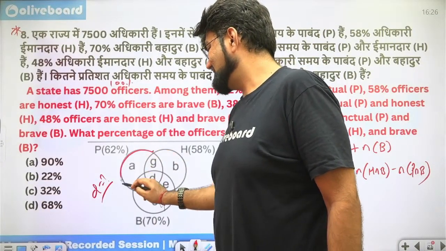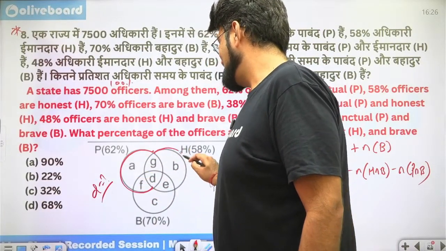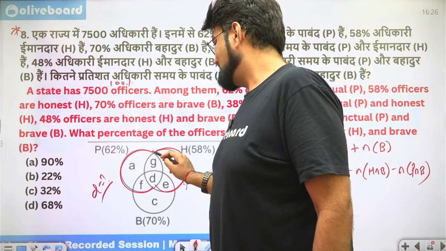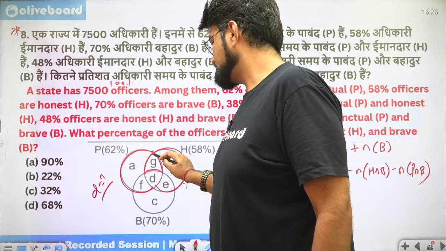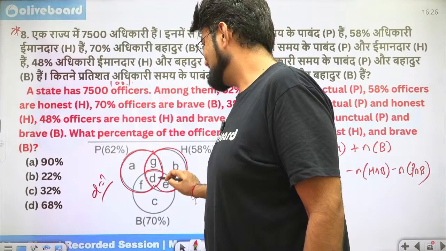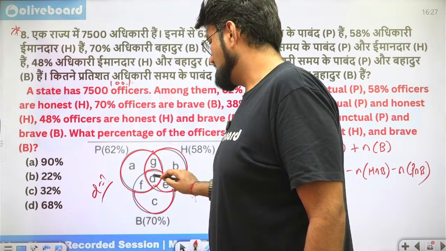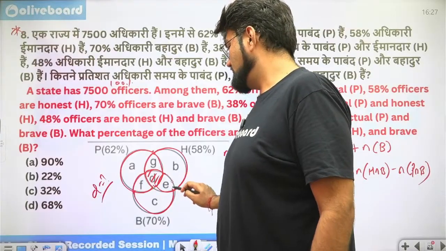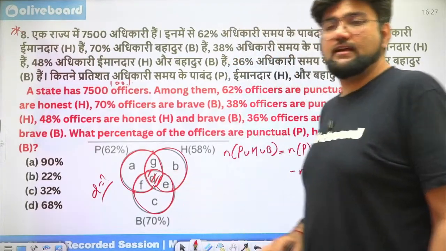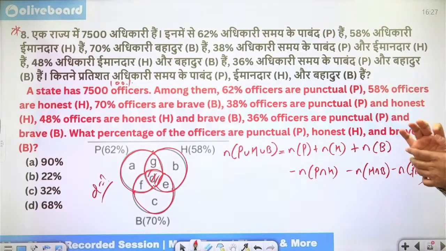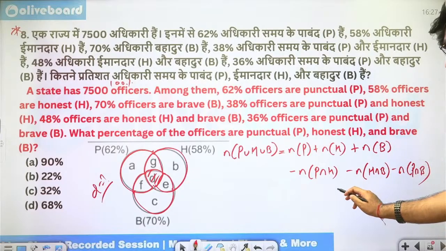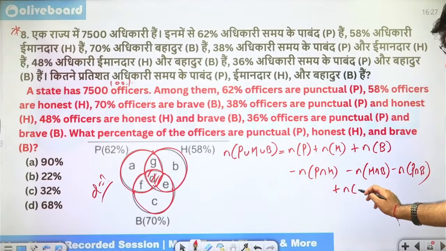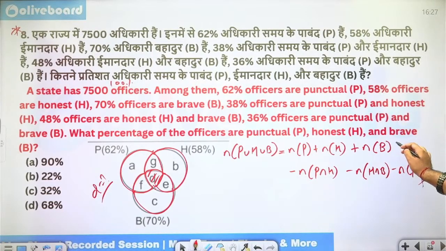So this area is there, okay, this area is there. Then this area is there. And this area is there. But this is missing. I have all the individual areas which I need. But this area is not there at all. I have subtracted it completely. So I need to add it once. So finally I'll add it here, n of P intersection H intersection B, common area between the three.